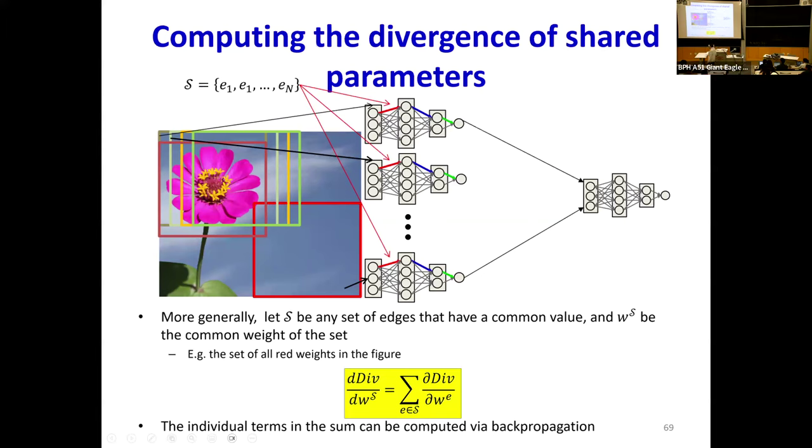So if I'm scanning this image for flowers, basically the entire thing is one large subnet, but at the lowermost layer, I have a bunch of networks which are identical in structure and parameter values. And so you might find different edges which are all required to have the same value. If I want to compute the derivative of the divergence with respect to that shared value, I'm going to have to sum the derivative of the divergence with respect to each of these. And this is what I would use in my gradient descent updates.